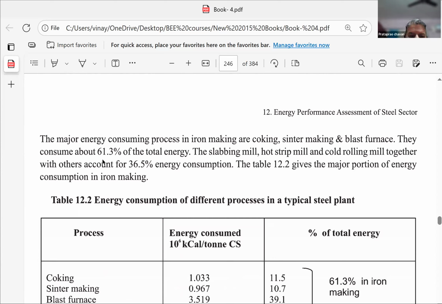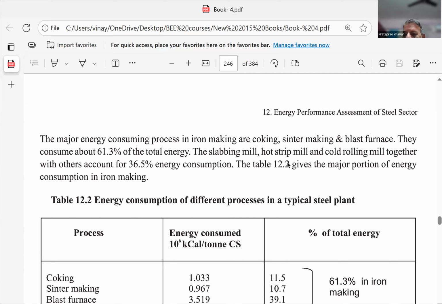They consume about 61.3% of the total energy used in a steel plant. Obviously, as an energy auditor, I will concentrate on the losses occurring in coking, sinter making, and the blast furnace. If I can get a small percentage of improvement in all these three, in totality, my percentage of use can be reduced efficiently. Instead of using 61.3%, I may be using, say, 55% or 57%. Right? So this is the area of concern by energy audit.